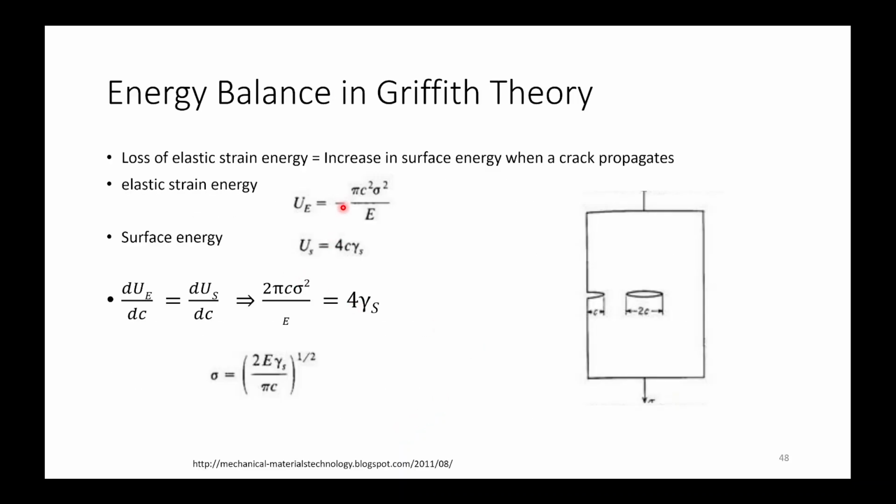Now, the elastic strain energy is given by the formula pi c squared sigma squared upon E, and the surface energy is given by 4c gamma s. We equate both of these equations and find the value of sigma, which is the fracture stress, based on the size of the crack and the elastic modulus, and gamma s is the surface energy.